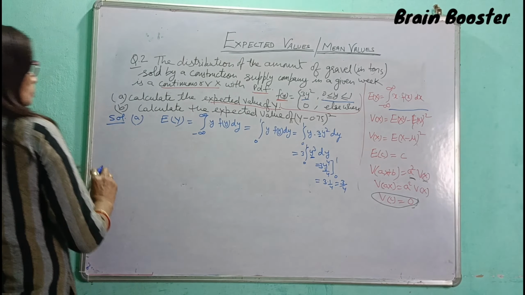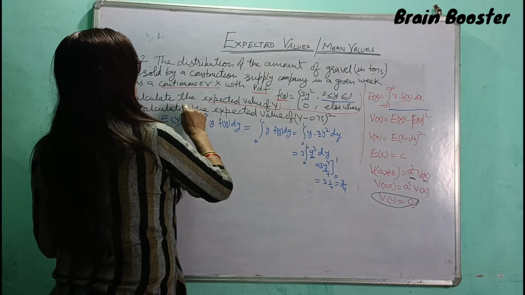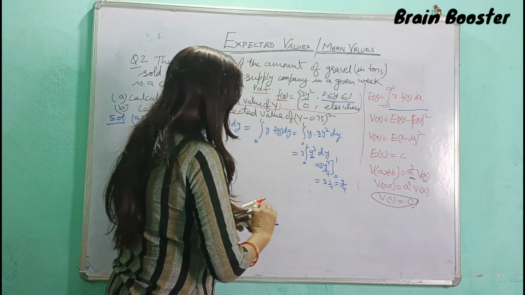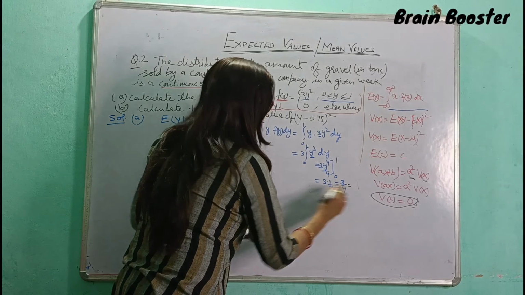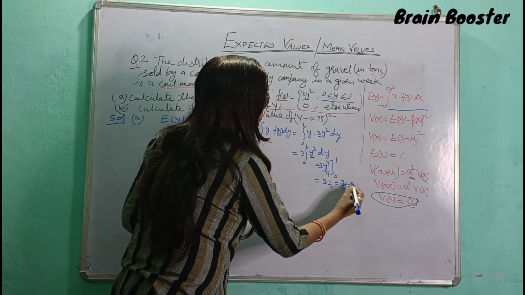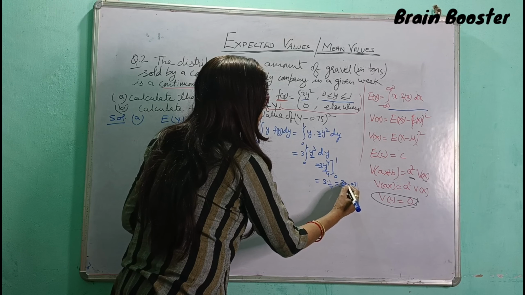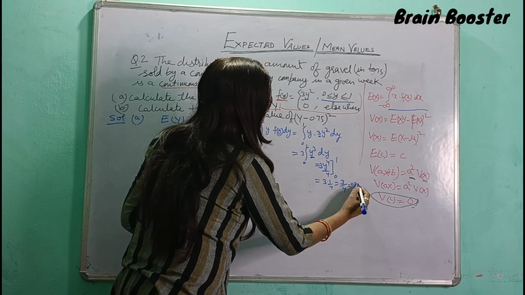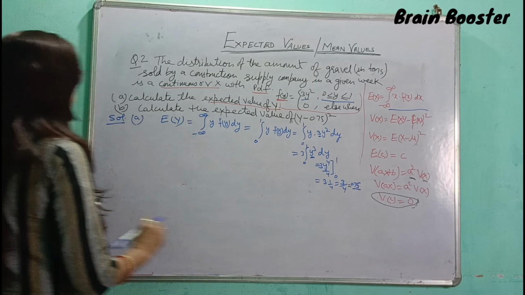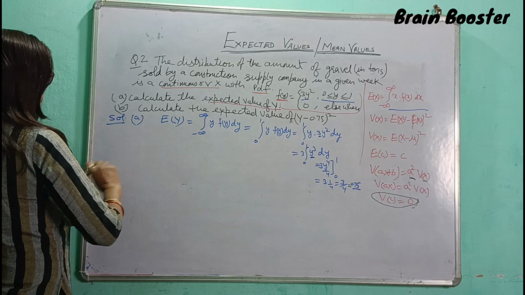Okay. Now you have done this: expected value of y is 3 by 4, which is equal to 0.75.